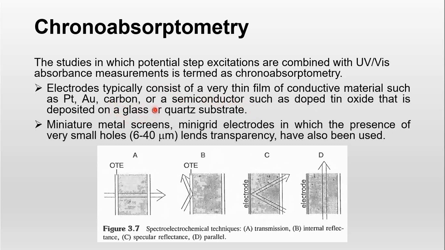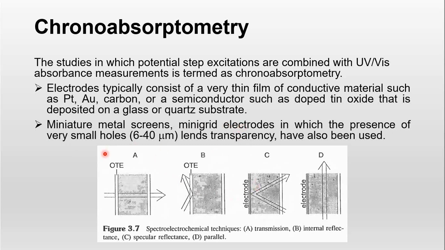So if you are working in the visible region, then you are looking at glass as the substrate, and if you are working in the UV as well as visible region, then you are looking at a quartz substrate for the same purpose. In addition to that, miniature metal screens, mini grid electrodes in which the presence of very small holes can make them transparent, are also used.